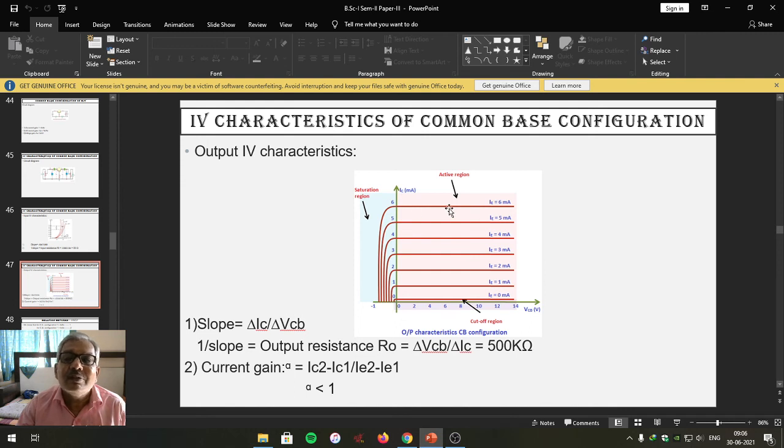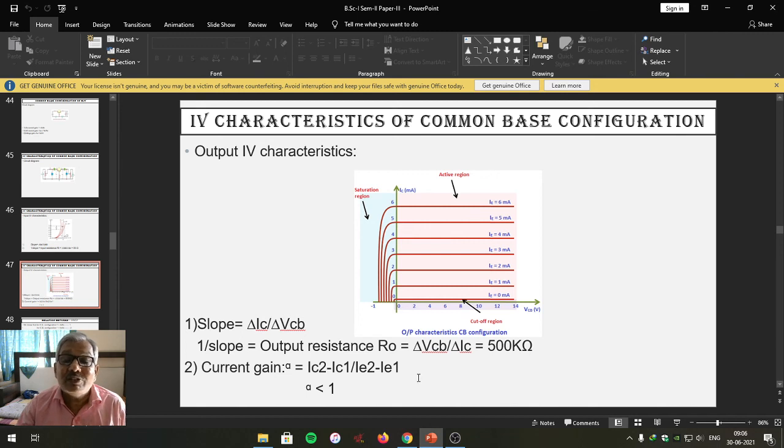So friends, consider any of the curve. At its knee point, draw a tangent like this. Find the slope. Slope gives the ratio of delta IC upon delta VCB. Take the reciprocal, we will get the ratio of delta VCB upon delta IC. And this is nothing but the output resistance of BJT in common base configuration. Its value comes to be ideally 500 kilo ohm.